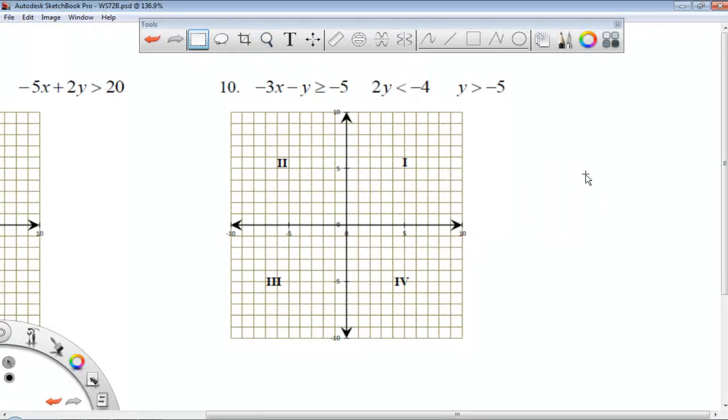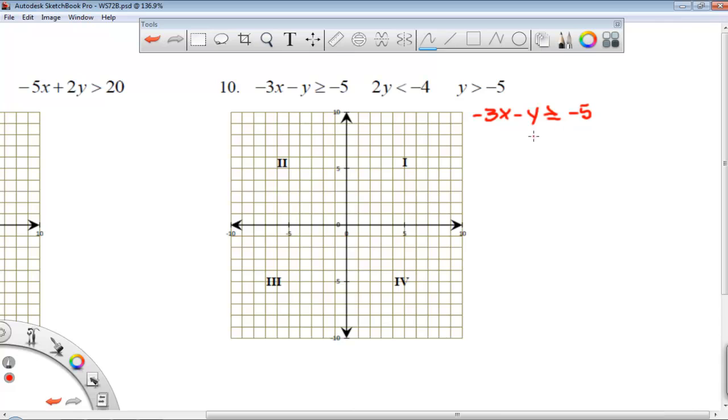Okay, now we're starting on problem number 10. And 10 is just a little bit different in the fact that instead of having one inequality with one variable, with just an x and then a y, we have two of them that have y's. So that's a little bit different from the other ones that we've done. Let's do our inequality that has two variables first. Let's go 3x minus y is greater than or equal to -5.